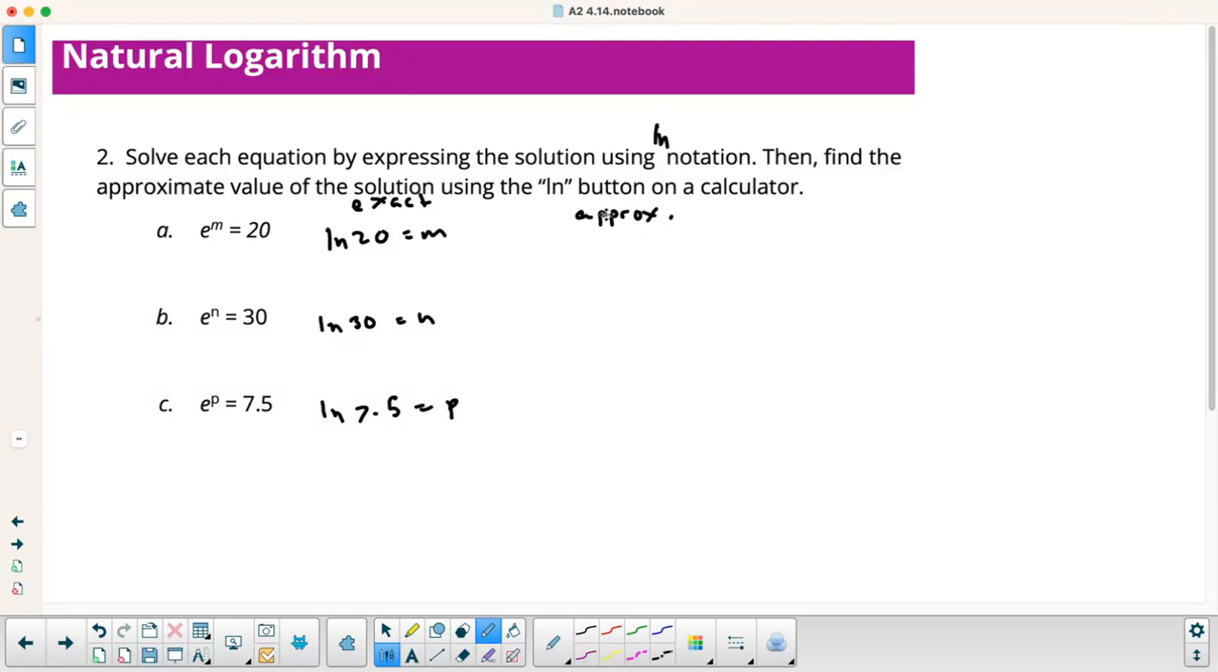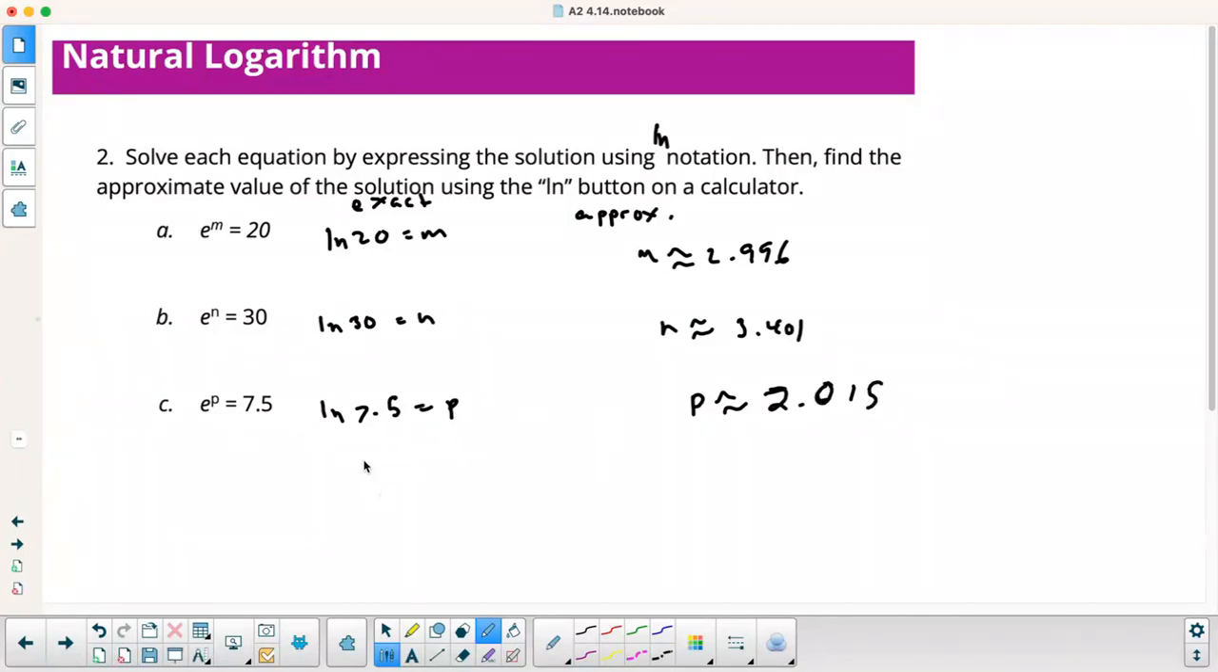There's actually an ln button right on your calculator, so just type in ln of 20, and I get m is approximately 2.996. ln of 30 is 3.401. ln of 7.5 is 2.015.